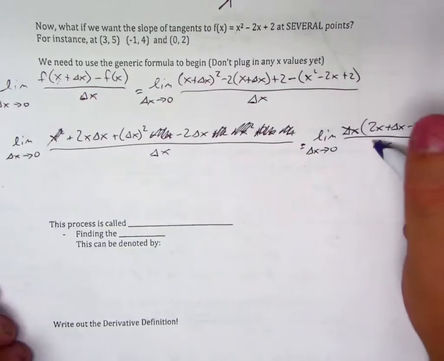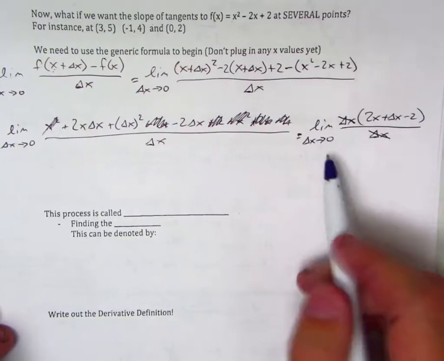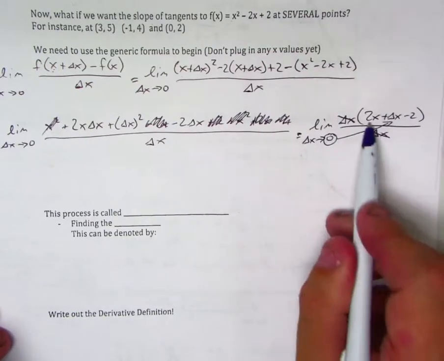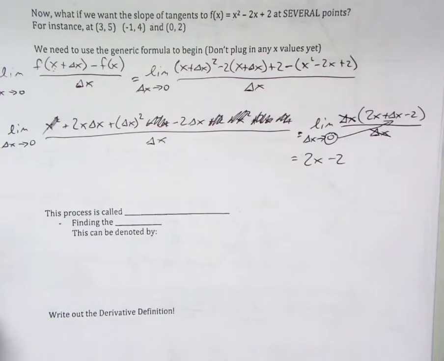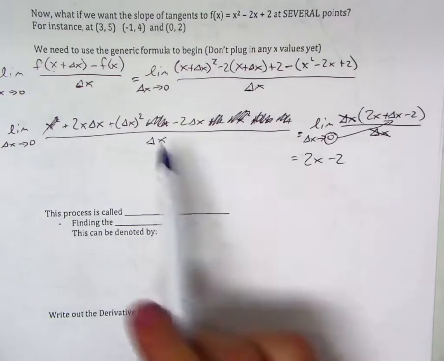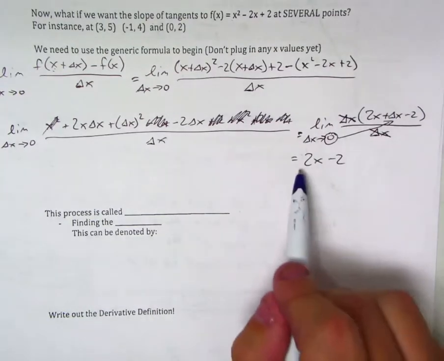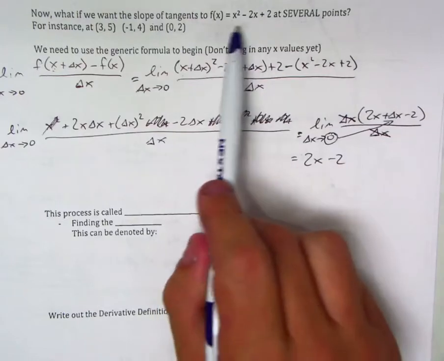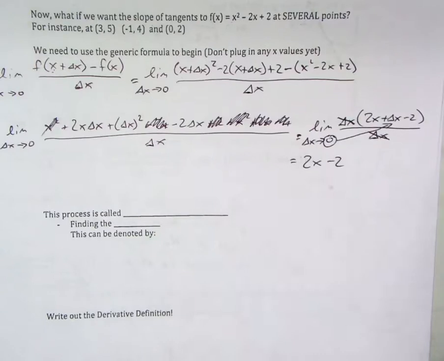The delta x's cancel. That was the whole goal of doing all that manipulation. And now we can take 0 and plug it in for delta x. And so we get 2x minus 2. So understand what 2x minus 2 is, because you could go through all this algebra, all this manipulation, and get here, and then have no idea what you just found. What we just found is an expression that will find the slope of any tangent line on this function that we want. All we have to do is pop in the x-coordinate, and it's going to calculate the slope of the tangent line for us.